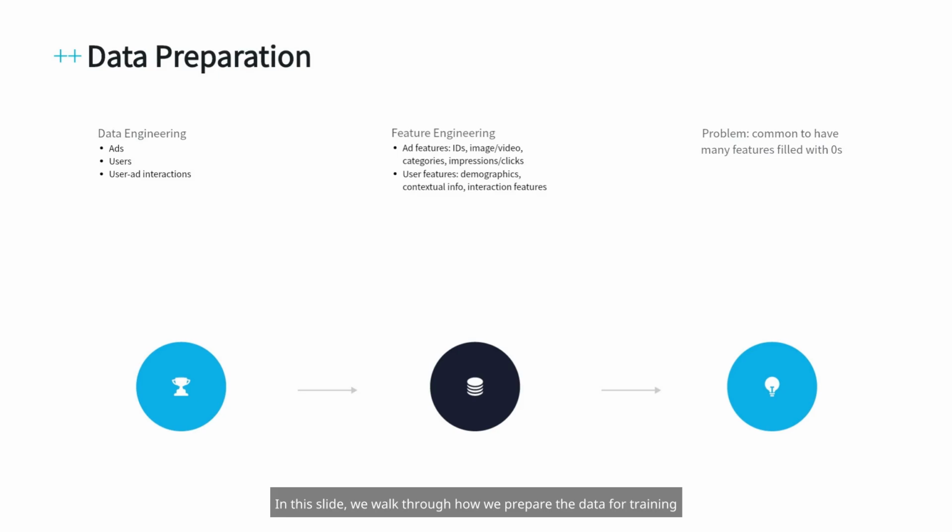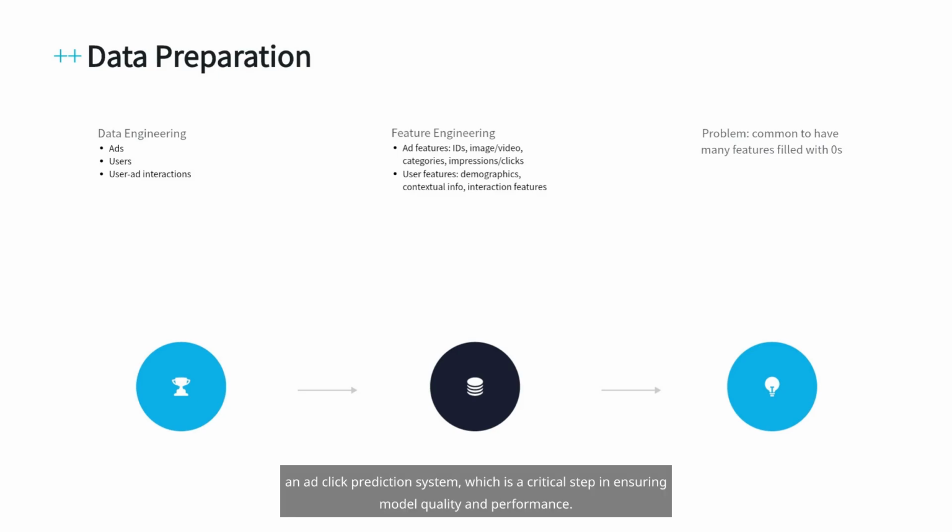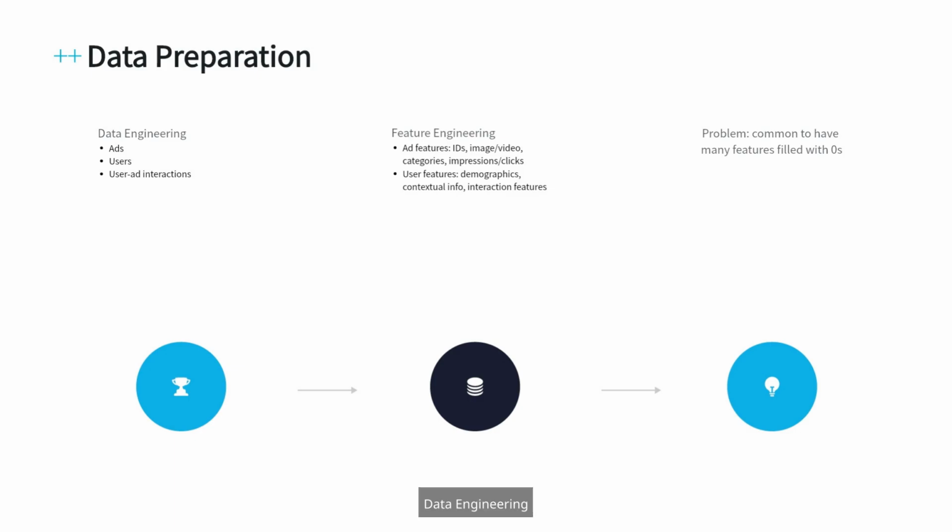In this slide, we walk through how we prepare the data for training an ad click prediction system, which is a critical step in ensuring model quality and performance. 1. Data engineering. We need to bring together data from multiple sources. Users. Each user is represented with a rich set of features, such as demographics, age, gender, location, behavior history, pages liked, past ad interactions, browsing activity, device and session context. Ads: metadata, e.g., ad type, text, image, category, campaign goal.